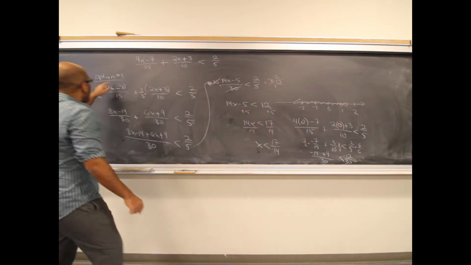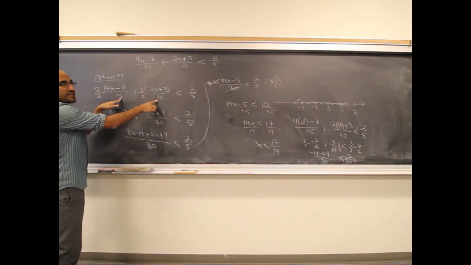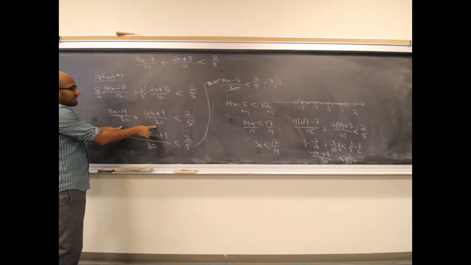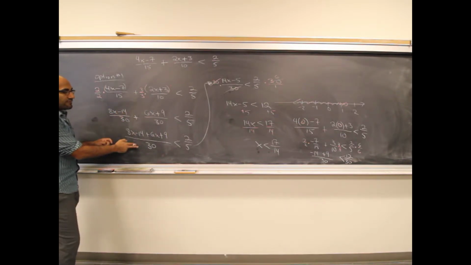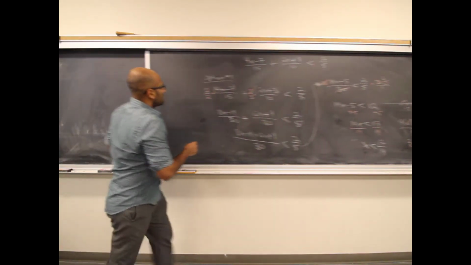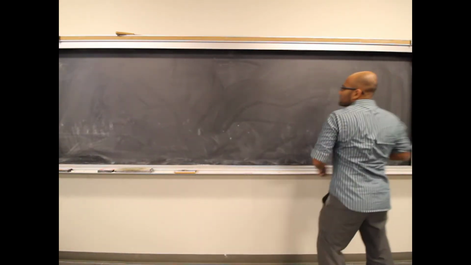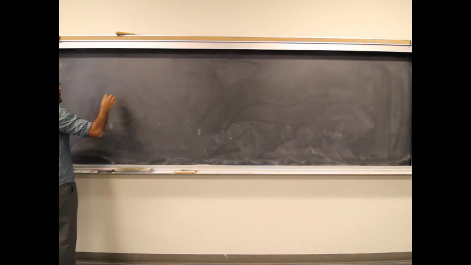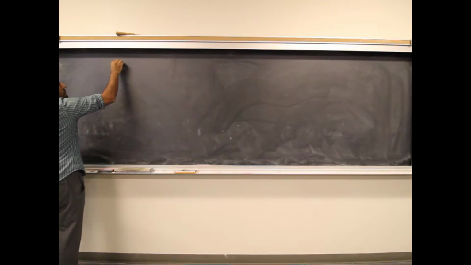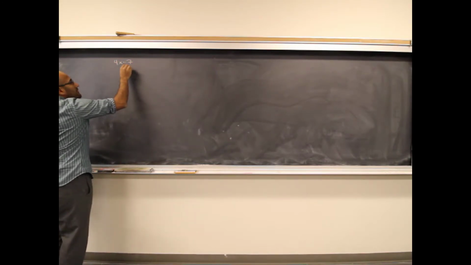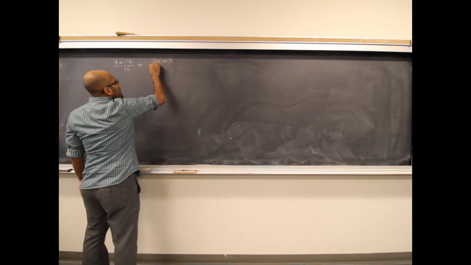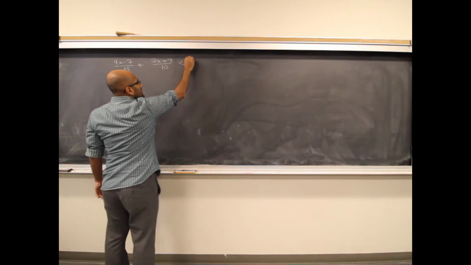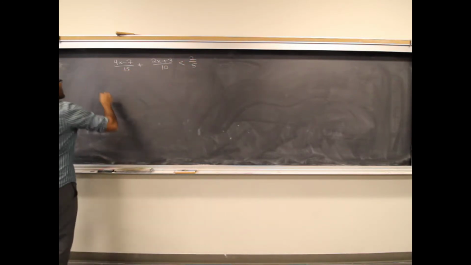Okay, so that was option 1. Option 1 was, let's make all of these guys have the same denominator, in this case 30, so I can go ahead and add them together, bring them together as one big happy fraction, and then be done with it. The other option, let's go with option 2. We have 4x minus 7 over 15 plus 2x plus 3 over 10 is less than 2/5. Okay, so call this option 2.